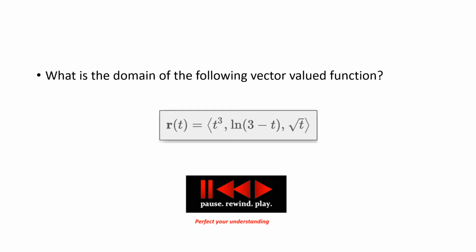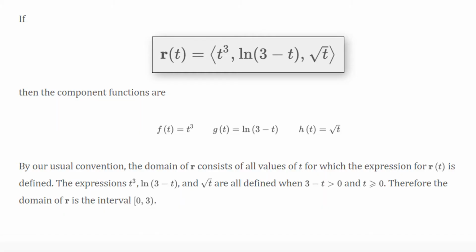Let's see how you did. So if R of t is as before, then the component functions are these, and these. By convention, the domain of R consists of all t for which the expression for R of t is defined. So these expressions are all defined when 3 minus t is bigger than 0 and t is bigger than or equal to 0. Therefore, the domain is the half-open interval [0, 3).